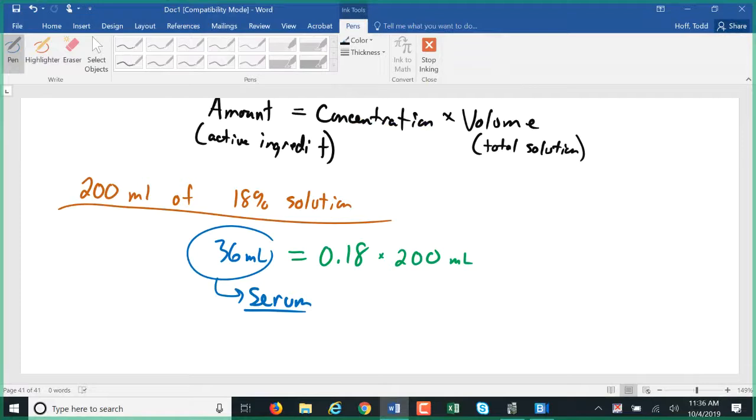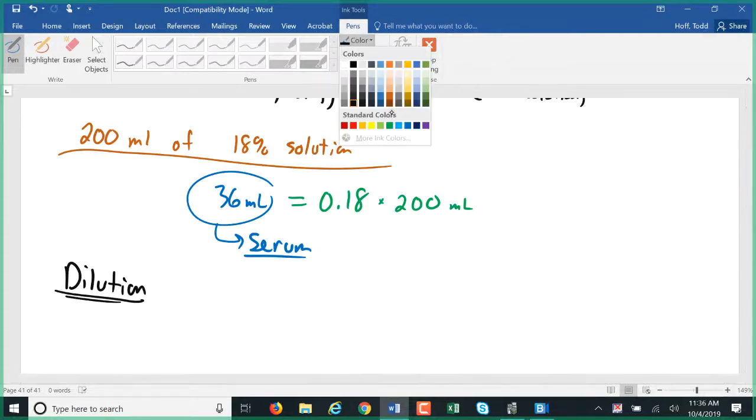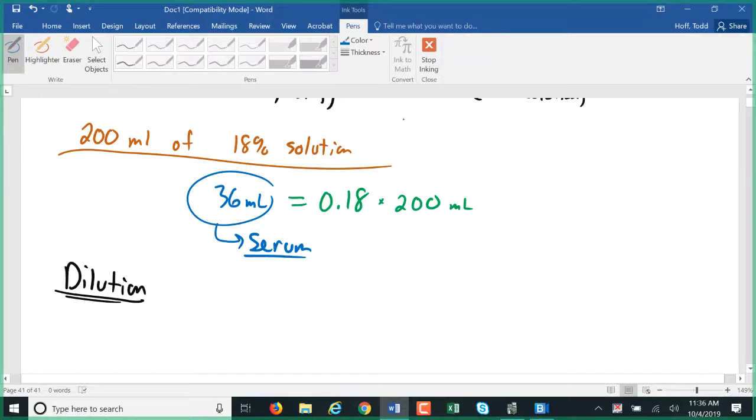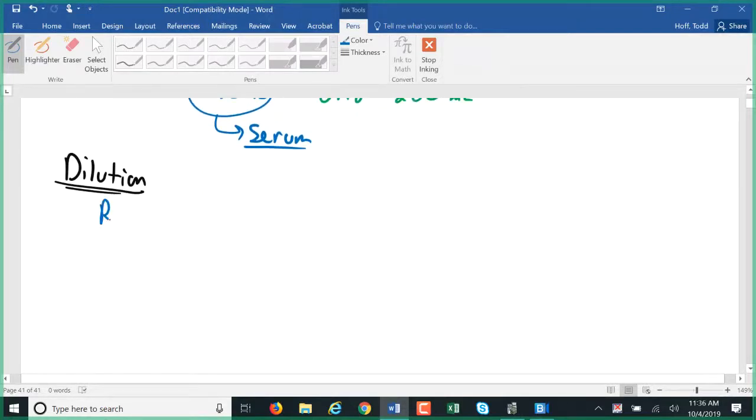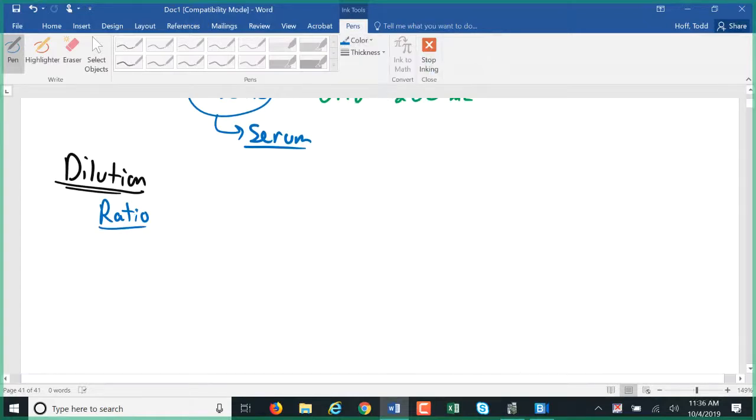Well, today we're going to look at another way of discussing not the concentration, but the mixture of serum into saline rather than just using a percent or concentration. That is something called a dilution. And a dilution is nothing more than a ratio. It goes back to what we learned about ratios in the last unit. Remember, a ratio just compares two numbers. And in a dilution, we're comparing the amount of serum in a solution to the total amount of solution.